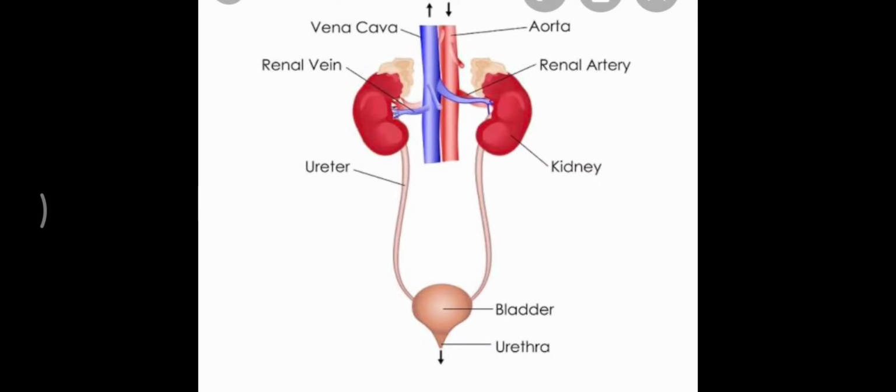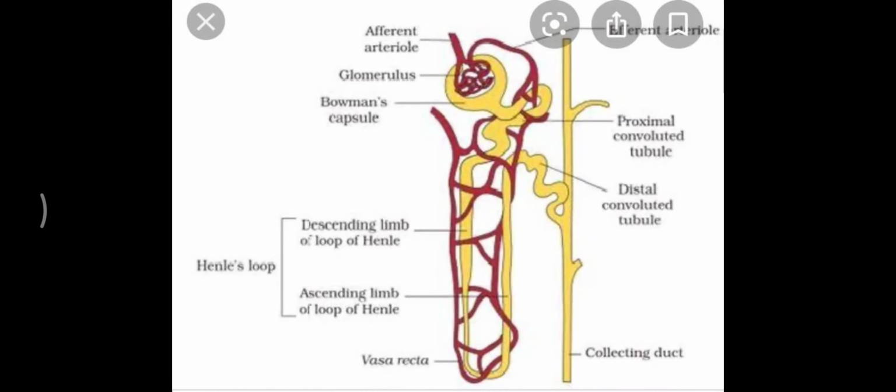That unit, or the cell, is called the nephron. In today's session, we are going to discuss in detail the structure of the nephron. The kidney is made up of millions of nephrons. This is the structure of the nephron given here.